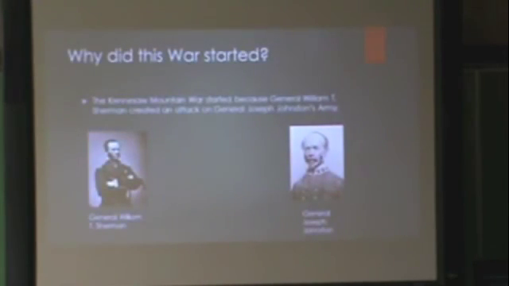Kennesaw Mountain, by Carolina Ortiz. Why did this war start? It started because William T. Sherman created an attack on the Confederate General Joseph Johnston's army. General William T. Sherman had the armies from Tennessee into Georgia. General Grant created a plan hoping to bring an end to the war. Part of this plan went to General Sherman's army to destroy General Joseph Johnston's army. So that's General William and that's General Joseph Johnston.